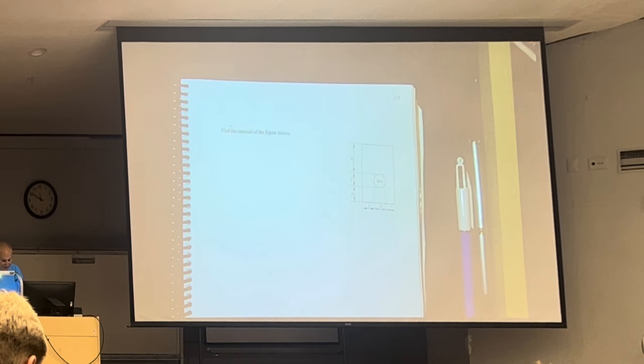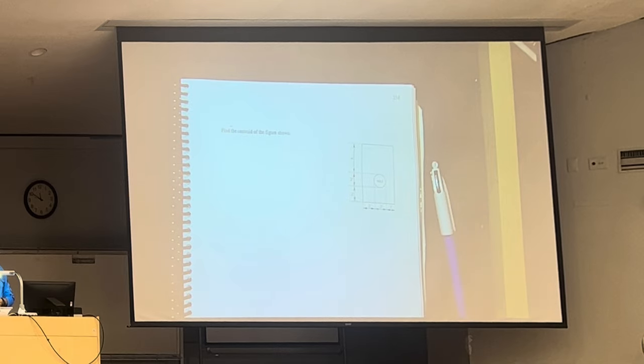So it says, find me the centroid of this. Again, why am I worried about this? Well, I'm worried about this because if you go on to the next class, you're going to have to find the centroid, whether you like it or not. All right?